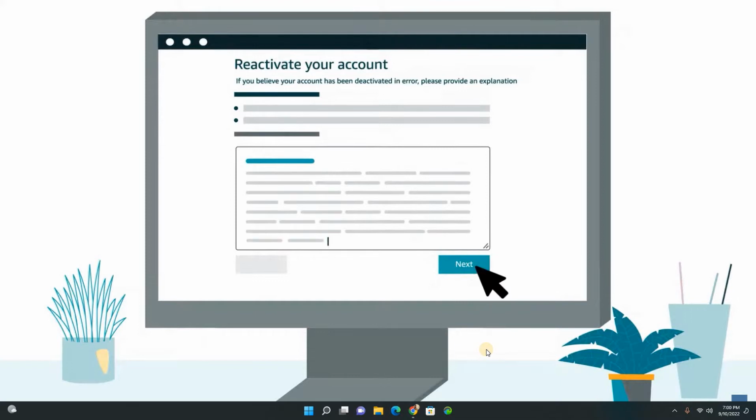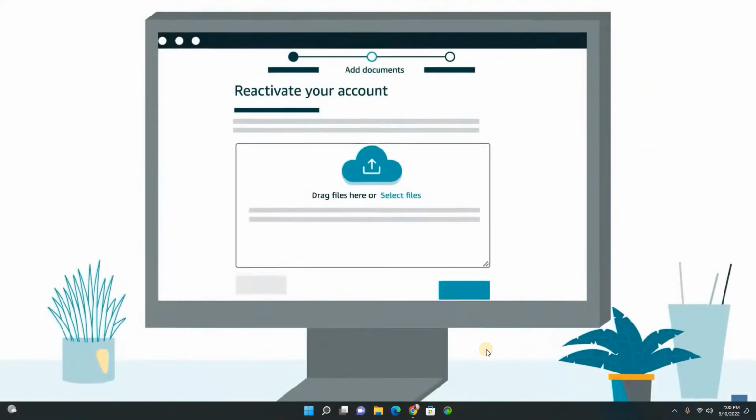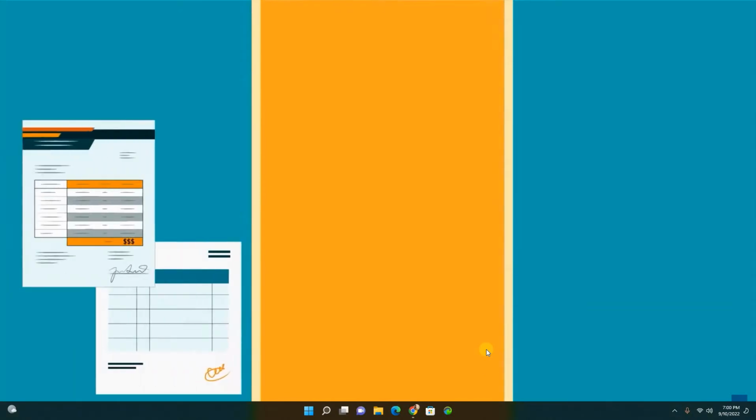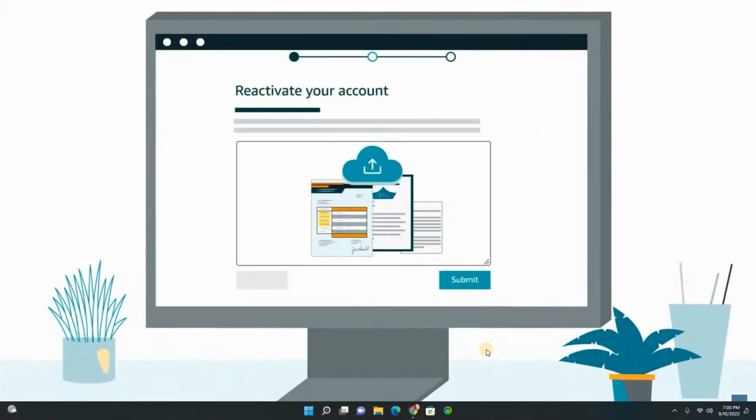Deactivated, and click Next. Upload supporting documents by either drag and dropping or selecting the files. The supporting documents can be invoices, receipts, or letters of authorization from each brand owner. Once all of the documents have been uploaded, click Submit.